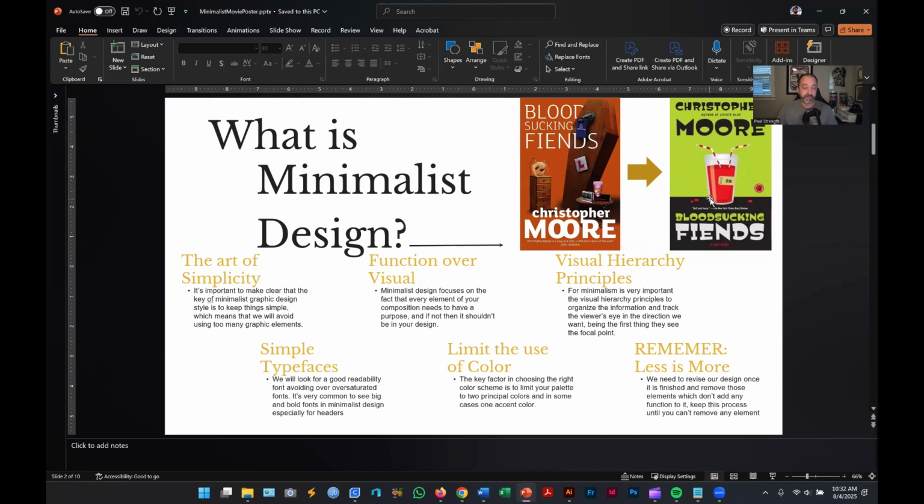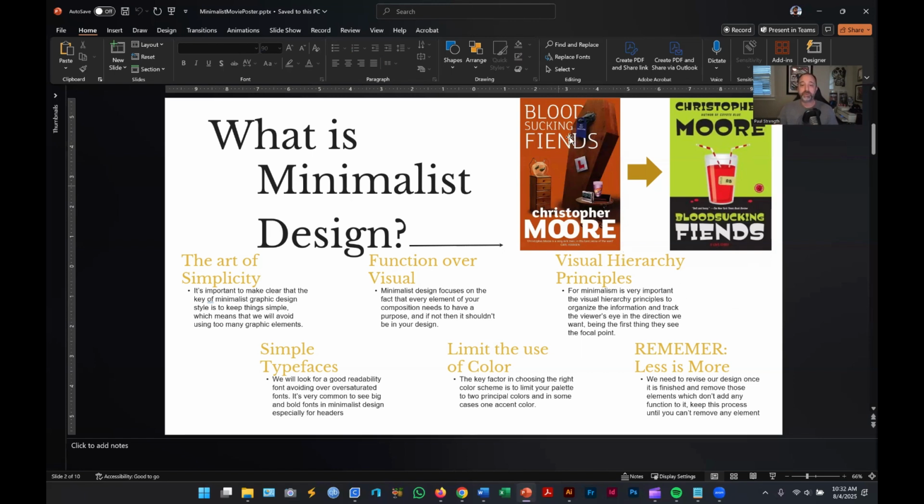So by simplifying that, we can convey the story. It's actually about vampires, but it's a love story. Okay. Visual hierarchy. For minimalism, it's very important to use visual hierarchy principles to organize the information and track the viewer's eye in the direction we want, the first thing they see being the focal point.